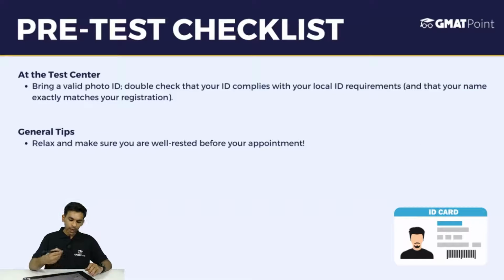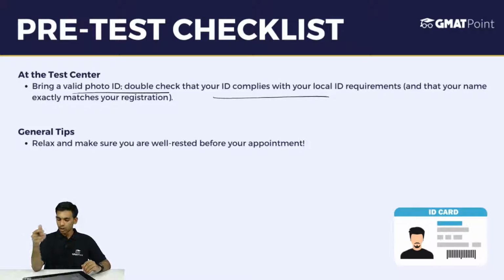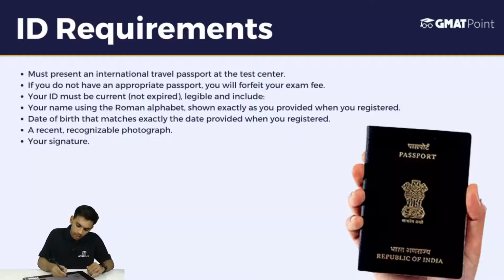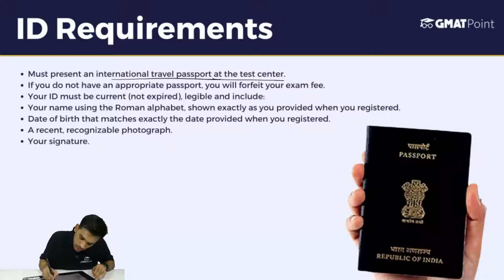The next one is that at the test center, you need to bring a valid photo ID. Double check that your ID complies with the local ID requirements, and for each country, it's different. Say for India, you need to definitely have a passport when you go inside, because that is what you use to register for the GMAT. So definitely have that in hand. The ID requirement is an international travel passport at the test center.